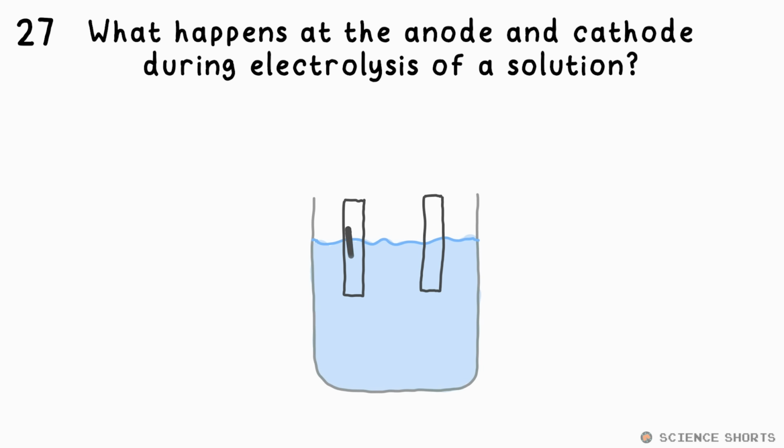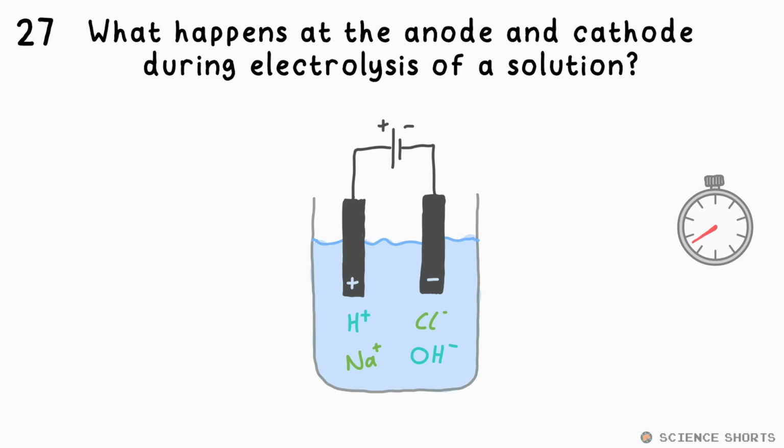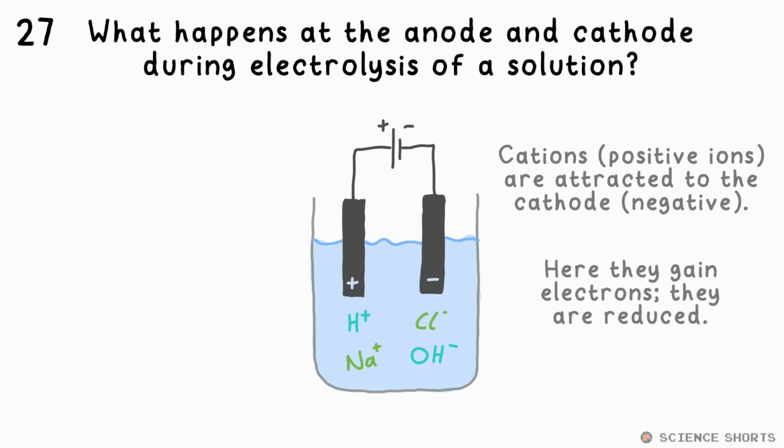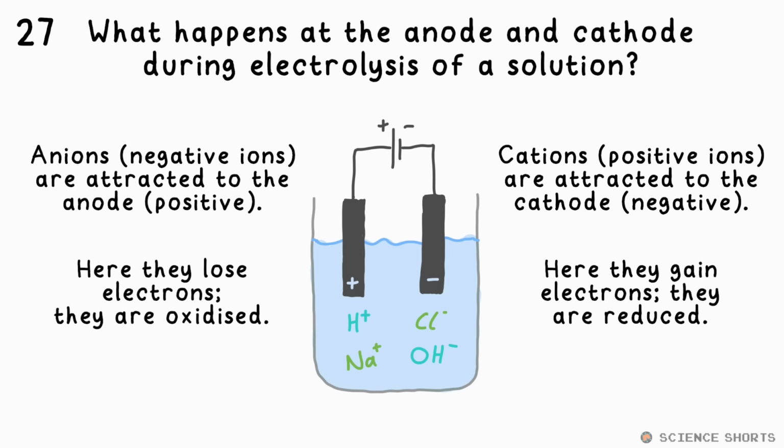In electrolysis of solutions, what occurs at the anode and cathode? Positive ions, or cations, remember cats, they're positive, are attracted to the cathode, which is negative. There, they gain electrons from the cathode, and so this is reduction. The opposite happens at the anode. Anions lose electrons, they're oxidized instead.